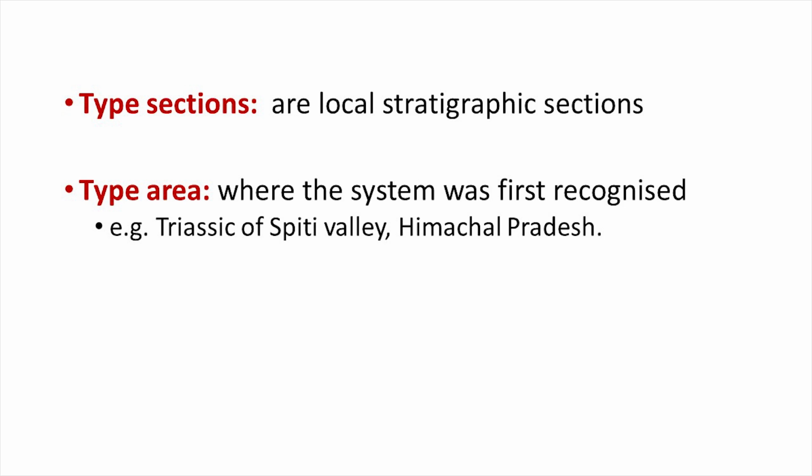Now, what do you mean by type sections? These are local stratigraphic sections. The type area is defined as an area where the system was first recognized. For example, the Triassic of Spiti Valley in Himachal Pradesh, India.